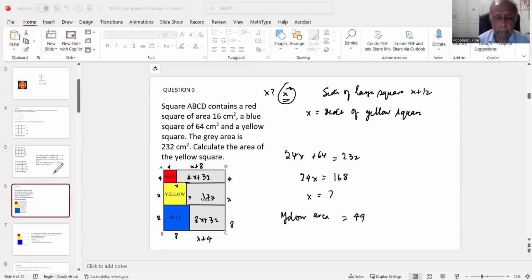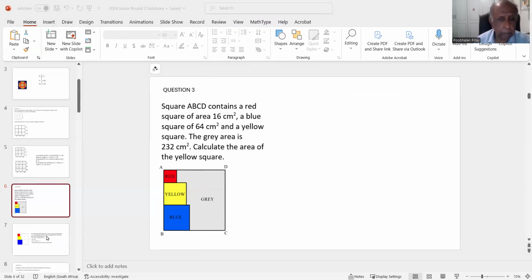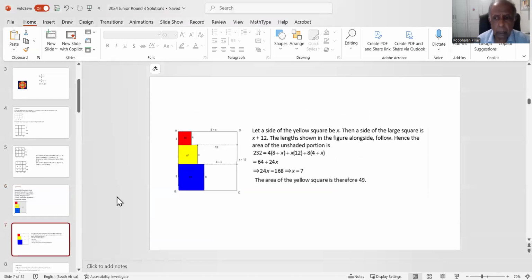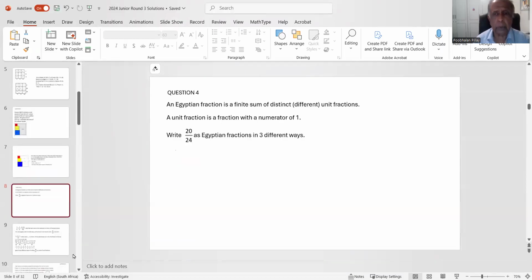Okay, so that's the solution to that problem. Let's get on to the next one. Just to check to see whether my answer is right, because I've done all these problems, so you can see the area is 49. Okay, so let's get on to question 4.